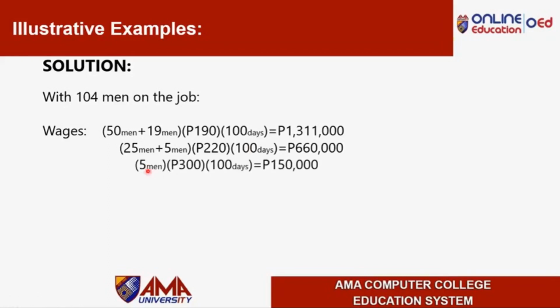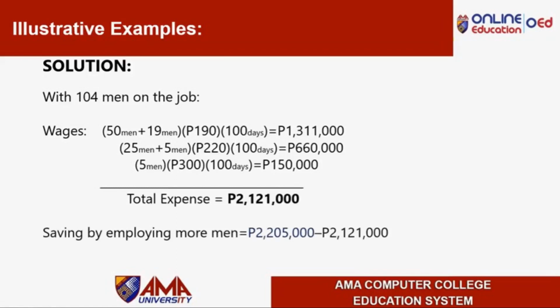Okay, and then for 5 men, no additional, we have 300 salary multiplied by 100 days, which equals 150,000. Then the total expense now is 2,121,000. Now, the saving by employing more men: from the previous, using 80 men with 130 days, we have 2,205,000 minus 2,121,000 with 104 men completing the job in 100 days.